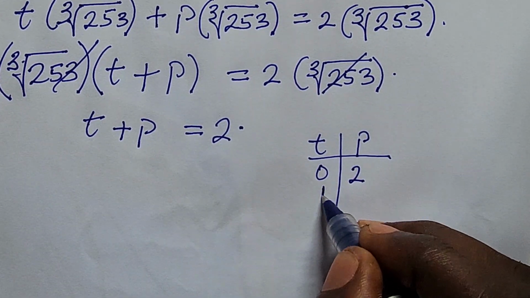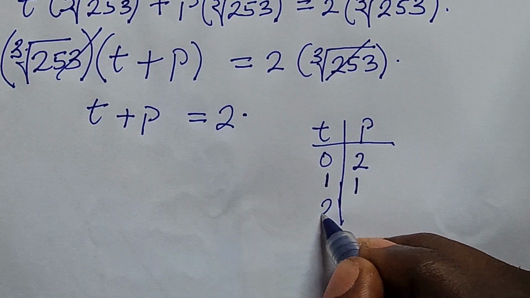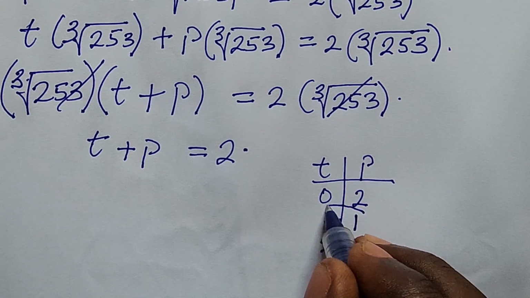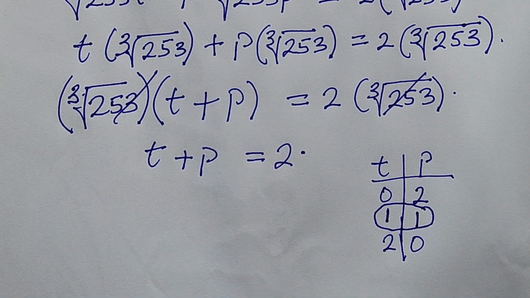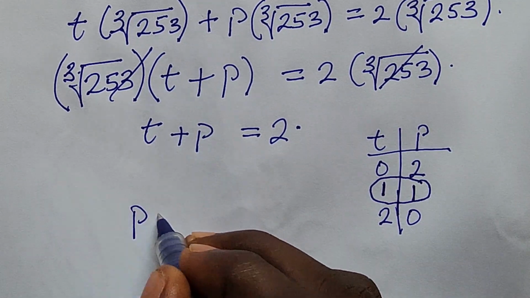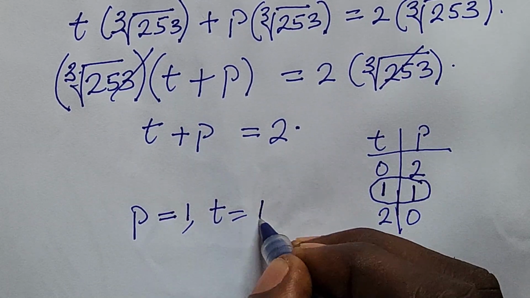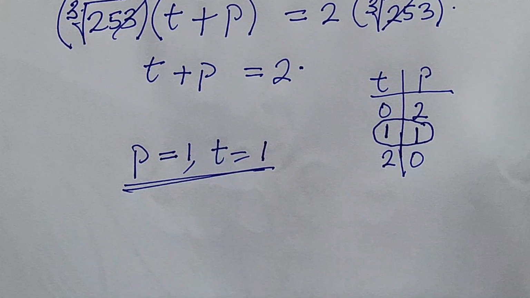Then if this one increases to 1, then this will also be 1. And if this increases to 2, then this will be 0. So at this point, we have our t equals to p in this expression. So what does that imply? It does mean that our p is equal to 1 and our t is equal to 1 also. So if we have this established, then what happened?